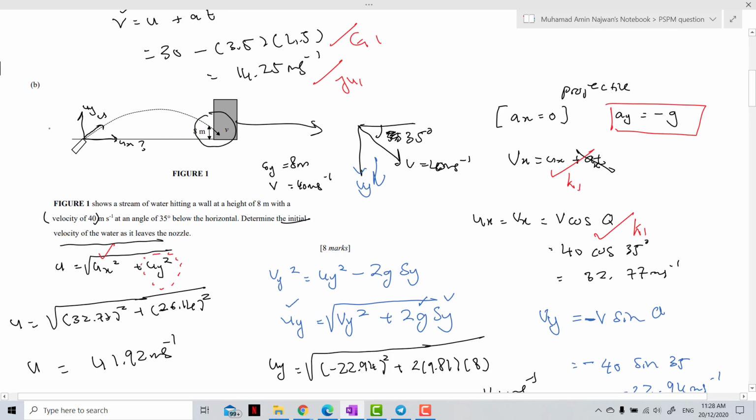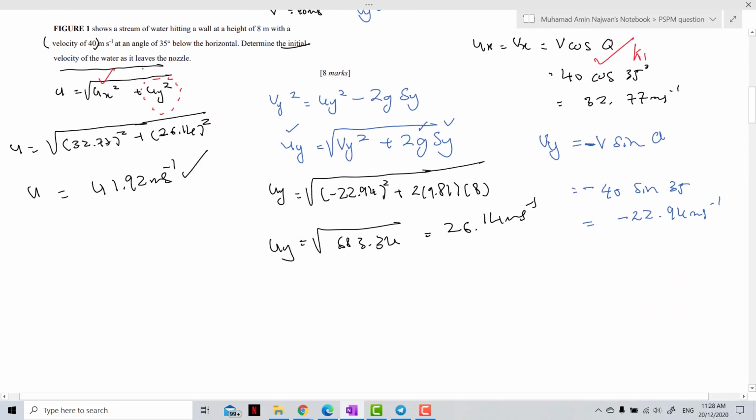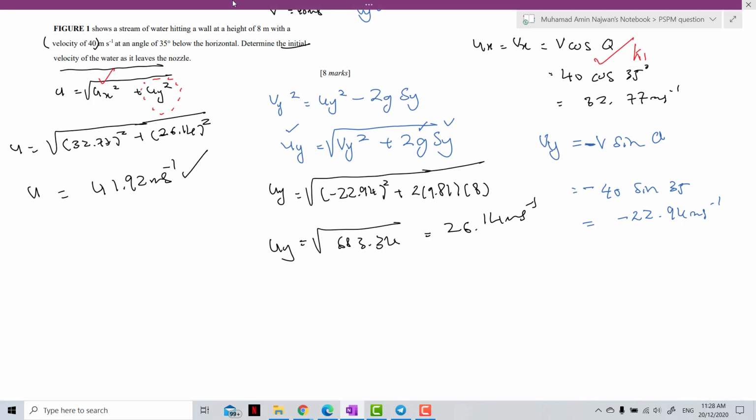Do you want a hint? Angle. Yes, the diagram. Here you only have the magnitude. Magnitude and direction. If you don't write the angle, it means our U here has no angle at all. So you need to find the angle here. If you stop here, the marks you get is actually 6 marks.